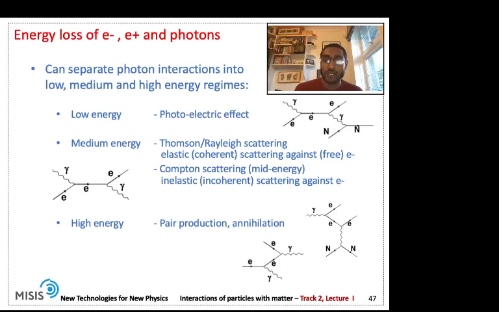In the low energy regime, the predominant effect is the so-called photoelectric effect, where the photon comes in, interacts with an electron, and then that electron in itself interacts via a photon with a nucleus. At medium energies, one has Thomson or Rayleigh scattering, which is elastic or coherent scattering against free electrons, and also Compton scattering at intermediate energies, which is inelastic or incoherent scattering against electrons. And then finally, at very high energies, one gets pair production or annihilation processes.